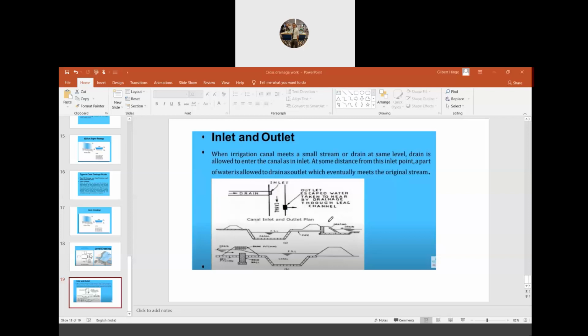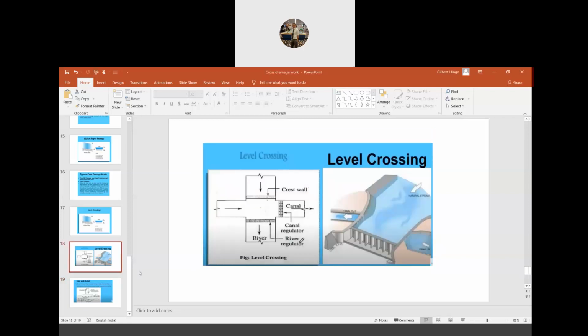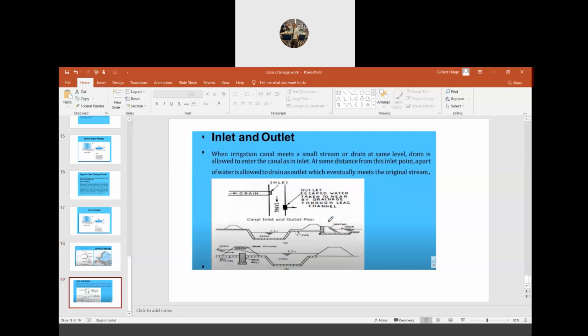So it is similar to the level crossing, but here in the inlet and outlet, we have a very small river that is meeting with the canal. We have an inlet to control how much of the water coming from this small stream should mix with the canal. And then at the downstream end of the canal, we have an outlet whereby we control how much water should come out from the canal and join this other stream that is present here. So this is about the inlet and outlet.